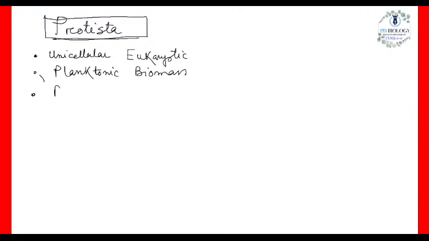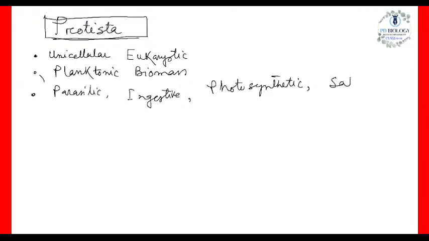Their mode of nutrition: they are parasitic, ingestive, photosynthetic, saprophytic and mixotrophic. All types of mode of nutrition are there. This group includes the photosynthetic phytoplankton and non-photosynthetic zooplankton. So the planktonic biomass, that is photosynthetic phytoplankton and non-photosynthetic zooplankton, both are there.